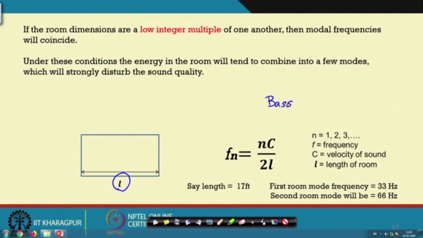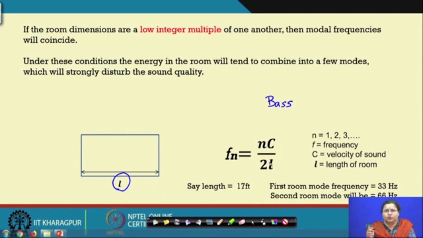So, if we have this dimension known to us, and if we go for different proportions of our rooms, we can take care of certain part of it. So, you can see for length equal to 17 feet, the first room mode frequency is 33 hertz. So, the 33 hertz will be having maximum sound pressure level inside this room when we are only talking of this axial dimension.